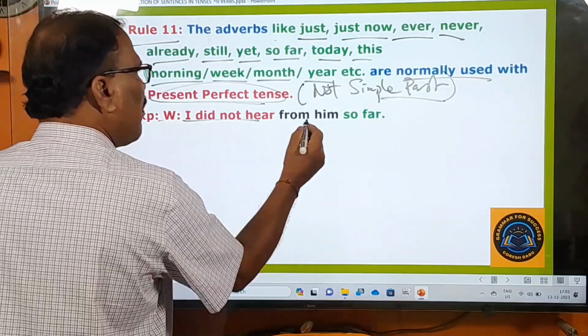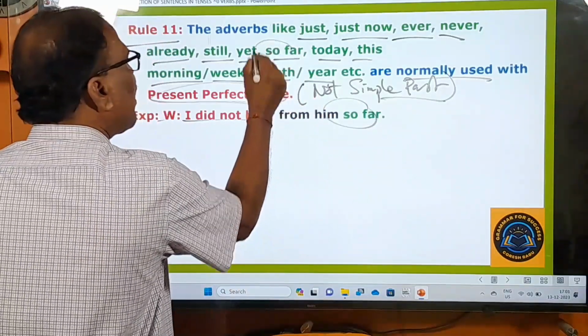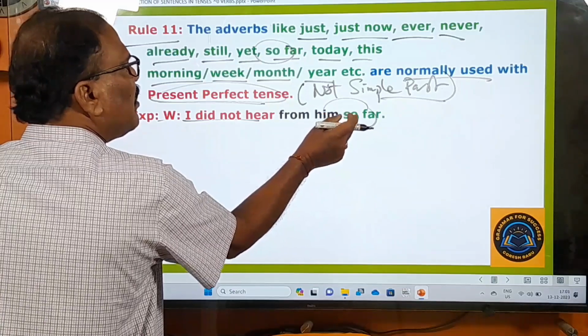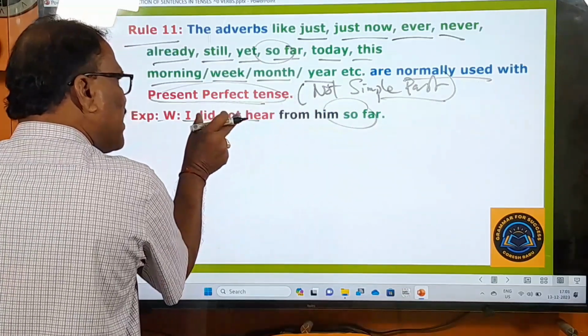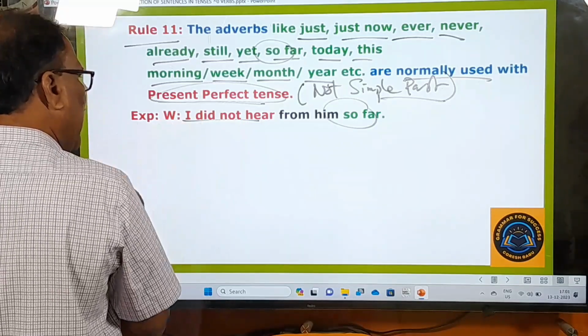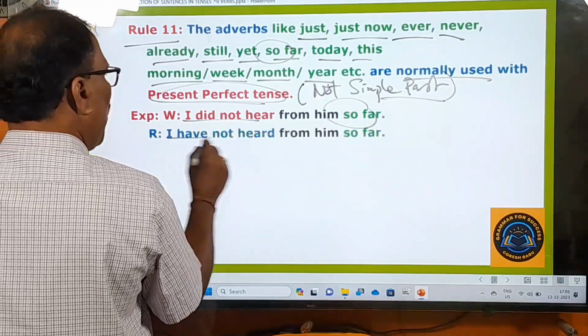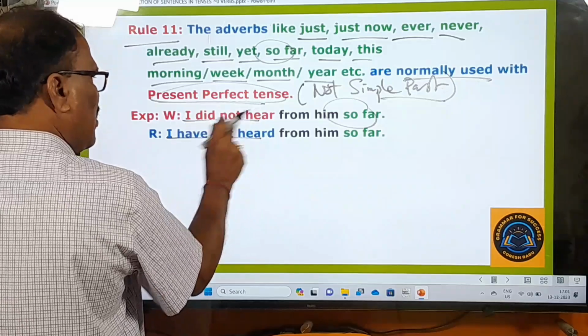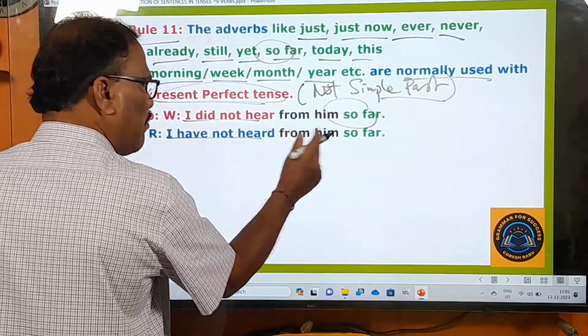I did not hear from him so far. So far is there; it's an adverb. With this "so far", we should use only present perfect, not simple past. But here simple past tense is used. And how to rectify that? You have to simply say, I have not heard from him so far.